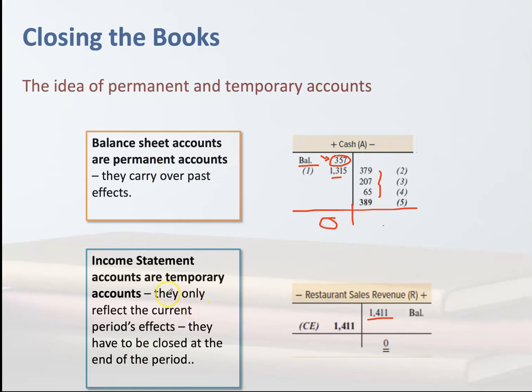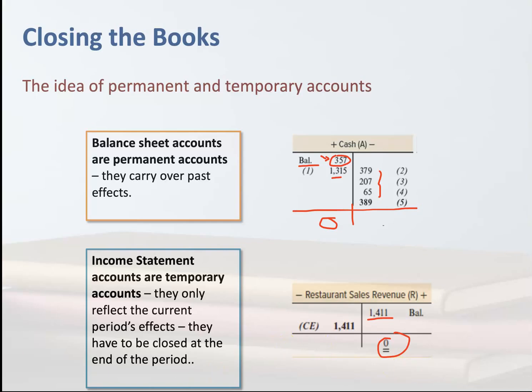On the other hand, income statement accounts are temporary because they only relate to one period. You will see this is a sales revenue account. The balance of 1,411 is related only to the transactions for the current quarter, in Chipotle's example. So at the end of the period, we want to cancel that out. We want to make the ending balance of revenue 0 because next period we start over again. So this is like resetting your computer. You're going to reset your computer and prepare for the next period's operation.